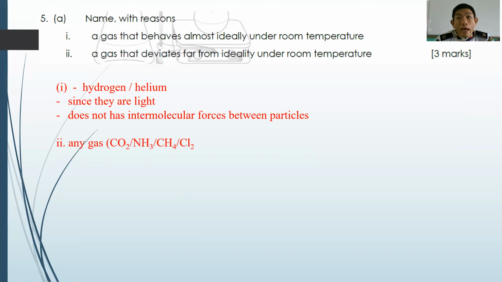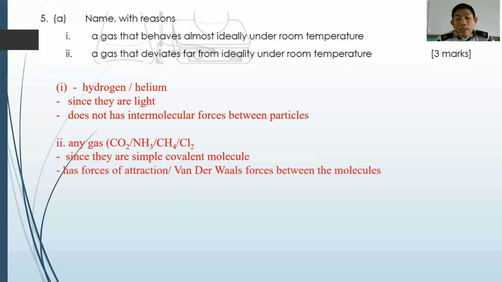Why do they deviate far from ideality? Because they have a large mass, significant intermolecular forces, and a significant volume. All of them are simple covalent molecules held by weak van der Waals forces. Therefore, they have attraction forces. So that is how you are going to explain the gas that behaves almost ideally under room temperature and pressure, and a gas that deviates far from ideality.